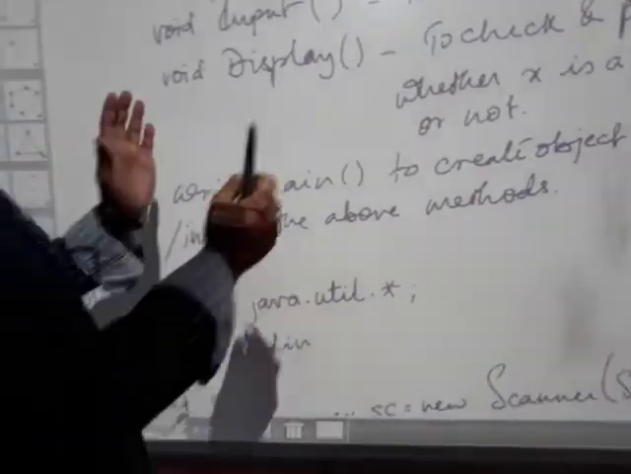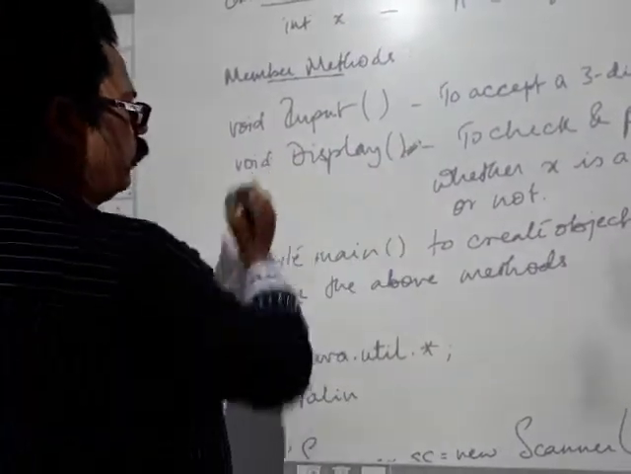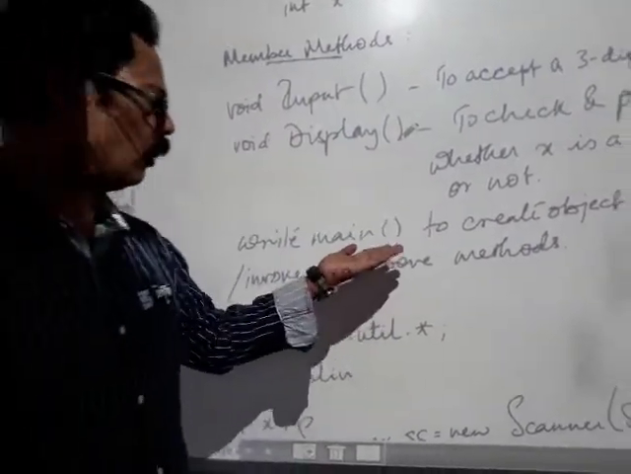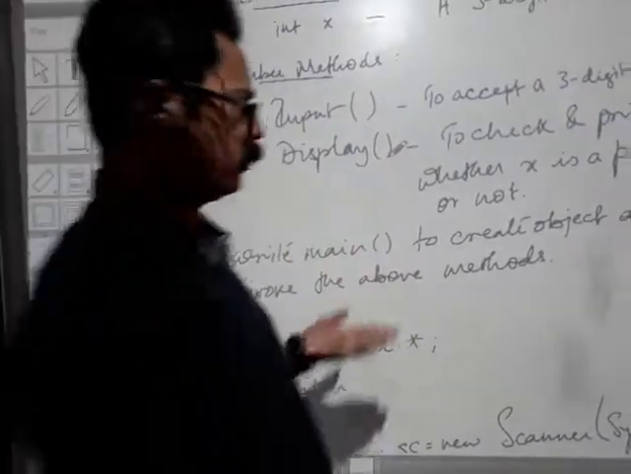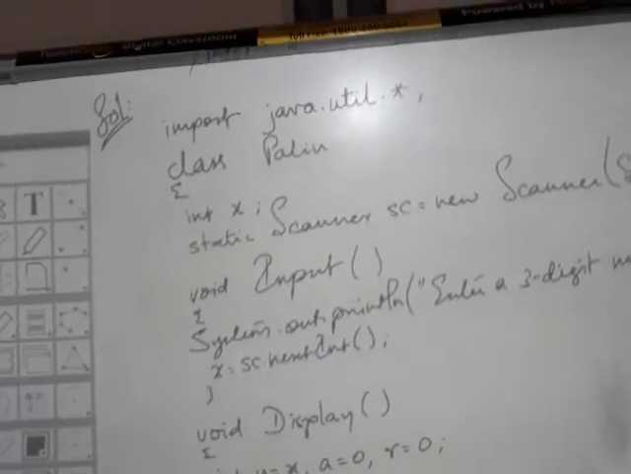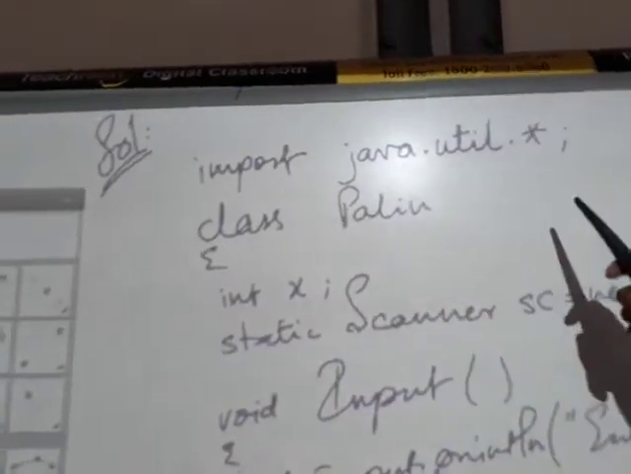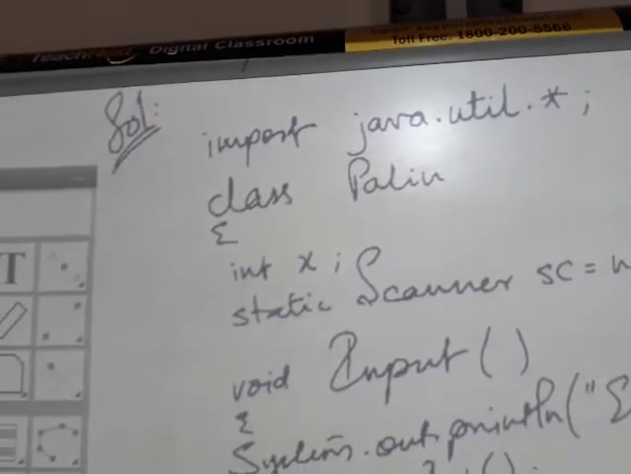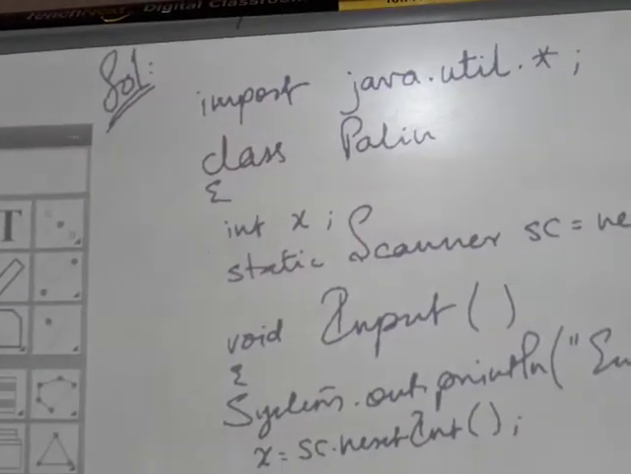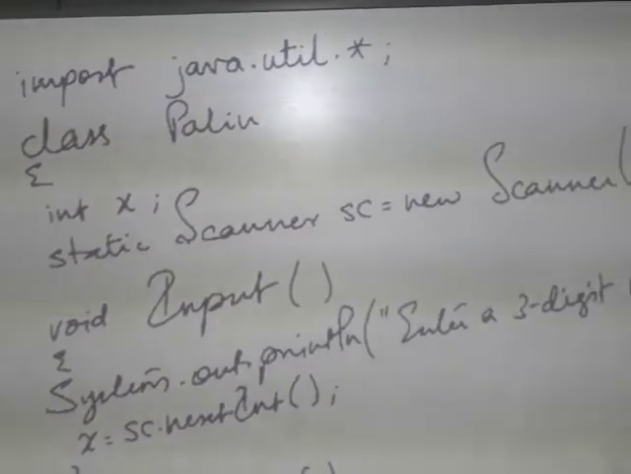So this is one question where we have without argument, without return. In the main method, I hope you all know how to invoke them. So let's see the solution. This is the solution here. Import java.util.*; class palin, int x, then static Scanner sc equal to new Scanner(System.in).